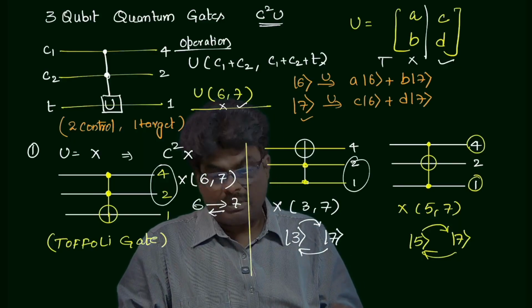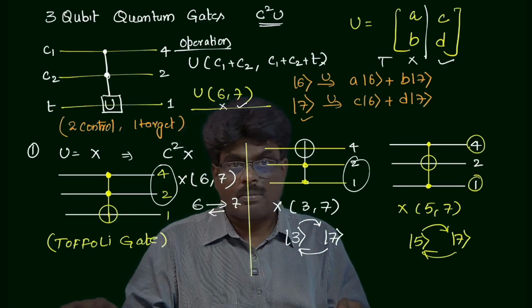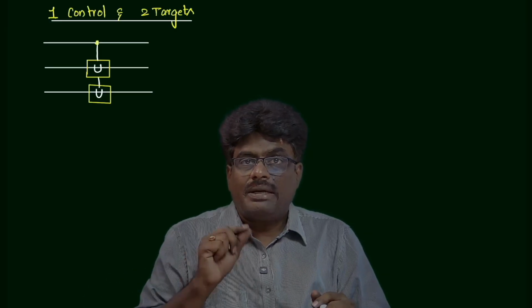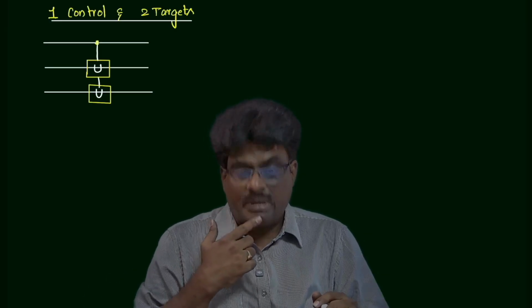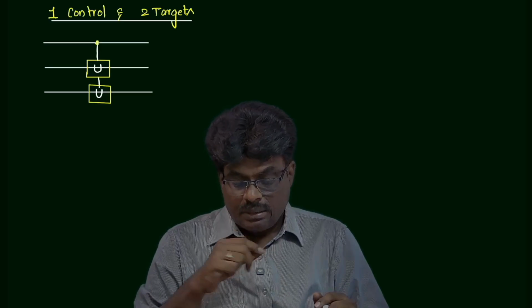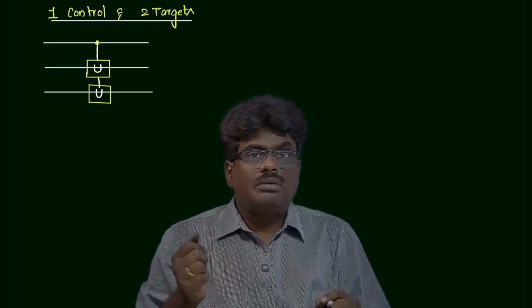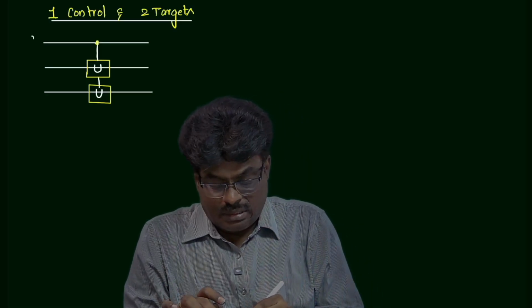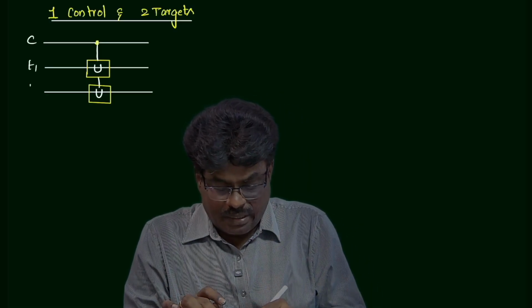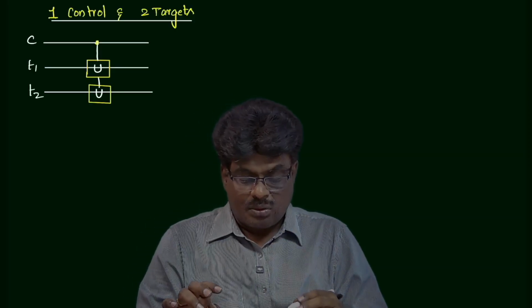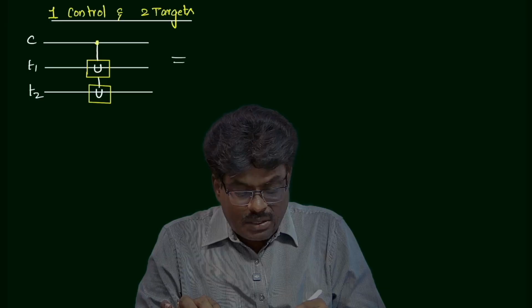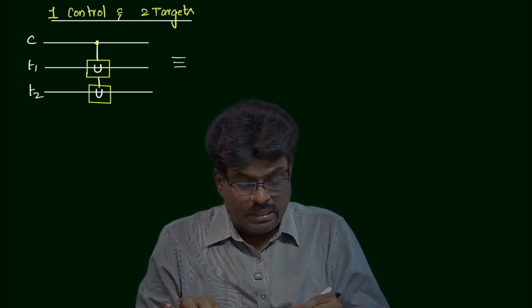So let us take another one. For example, here let us take another 3 qubit quantum gate. So one control and two targets. Okay, so this is a control and here we have two targets. So how to solve this? This is equivalent to like this.